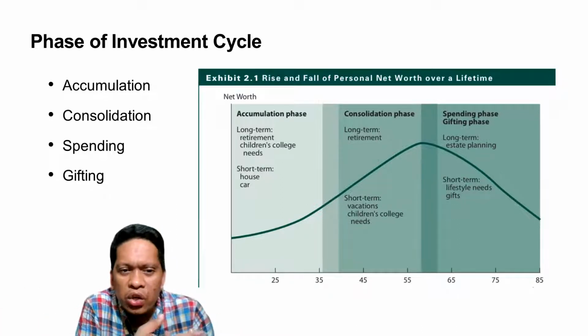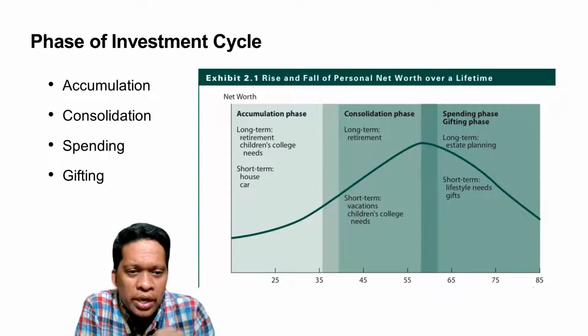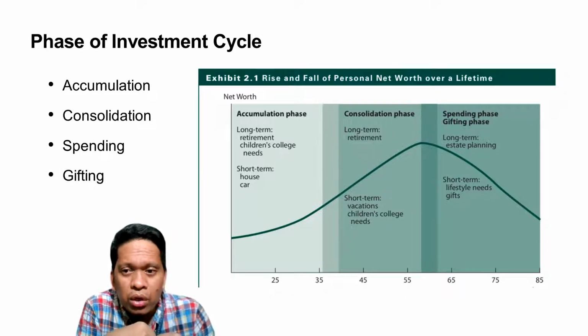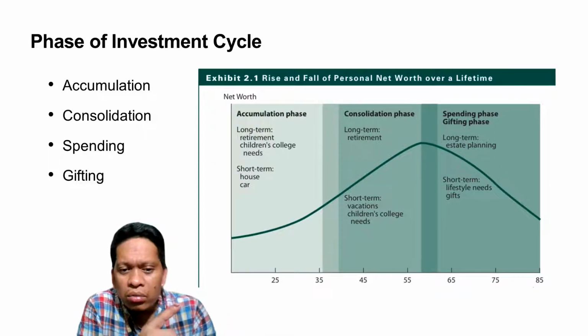So the first one is the accumulation phase, followed by the consolidation phase, and then followed by the spending and gifting phase. Now, the spending and gifting phases are sometimes so close that they are together, towards the time when we are already retired. So going through these phases, you can see the three phases there.